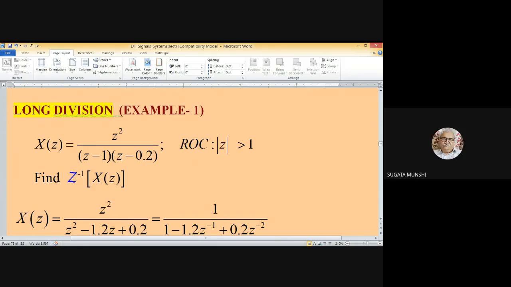Sir, mod Z less than 0.2. Right. This is another. Is there any other possibility? Mod Z any other in between 1 and 0.2. Yes, right. So the other ROCs will be magnitude of Z less than 0.2, and the third one will be magnitude of Z greater than 0.2 and less than 1. These are the three ROCs.